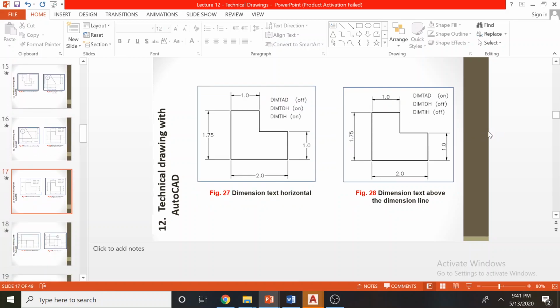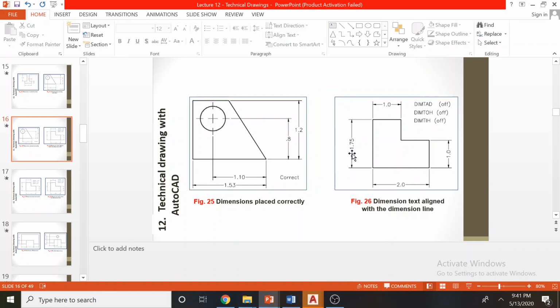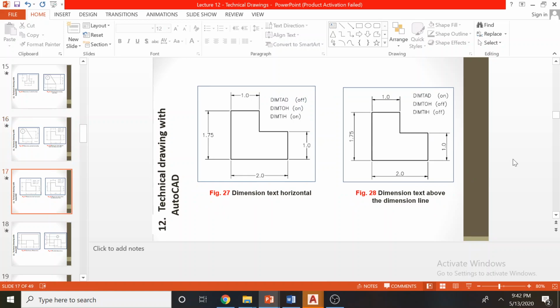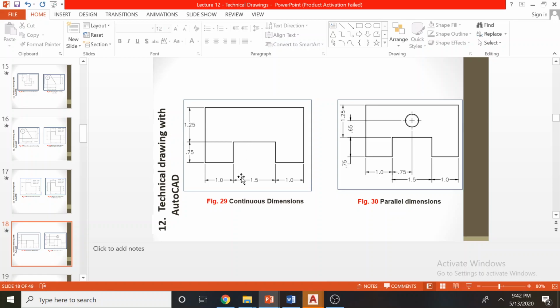Then we have dimension text horizontal. Here the dimension text is horizontal everywhere. Sometimes, as in the previous case, dimension text aligned with the dimension line can also be used. And here the dimension text is above the dimension line. This is also correct. And continuous dimensions, so we can have this kind of dimension.